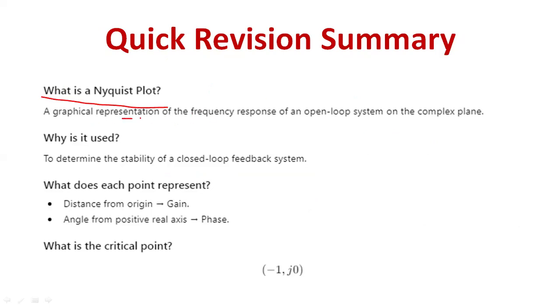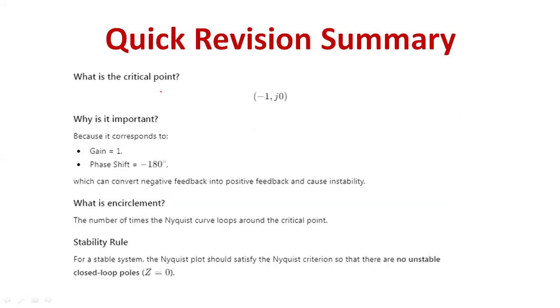So for review purposes, please go through what is a Nyquist plot, how it is justified as a frequency response plot, and what is the significance of this. Why it is used? You have to mention why you are going to use the Nyquist plot to determine the stability. So what is the critical point? What is the importance of the critical point? Then what is encirclement? How to calculate the encirclement?